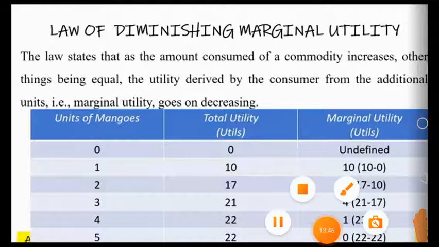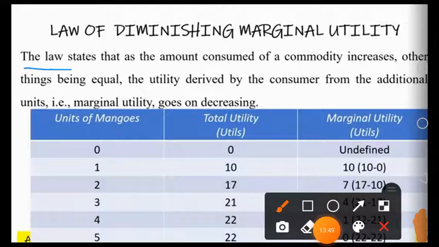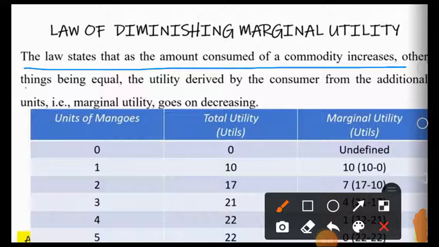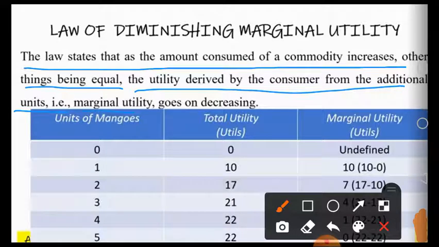Let's read it first. The law states that as the amount consumed of a commodity increases, other things being equal, the utility derived by the consumer from additional units, that is, marginal utility, goes on decreasing. Now we understood it. As we consume more, the marginal utility will decline. It is clear to us. Let's see this with the help of the table, and it will be proved.